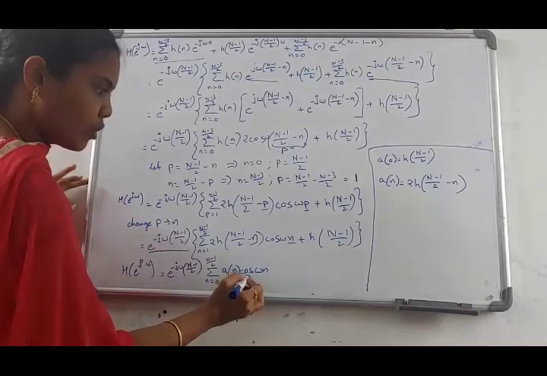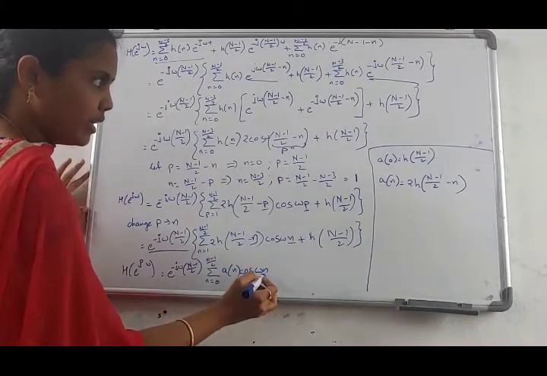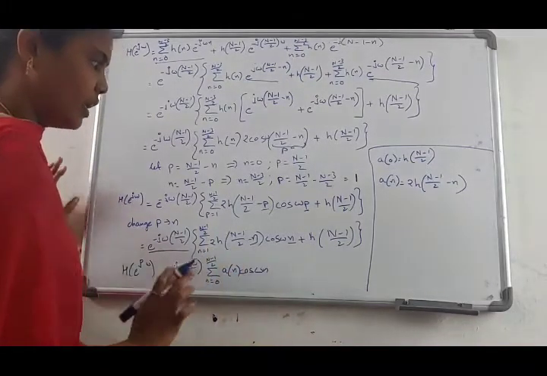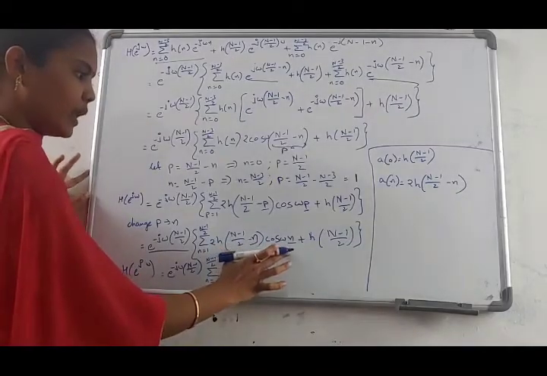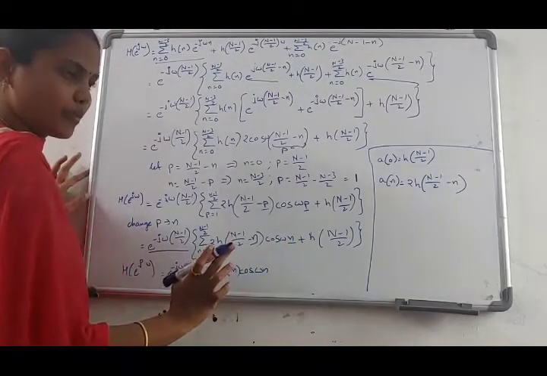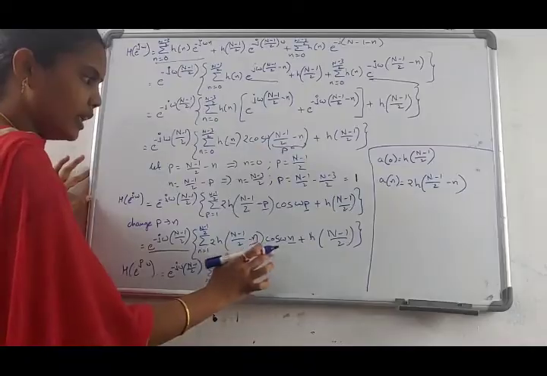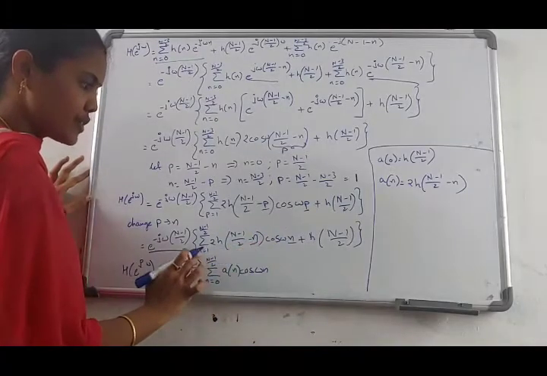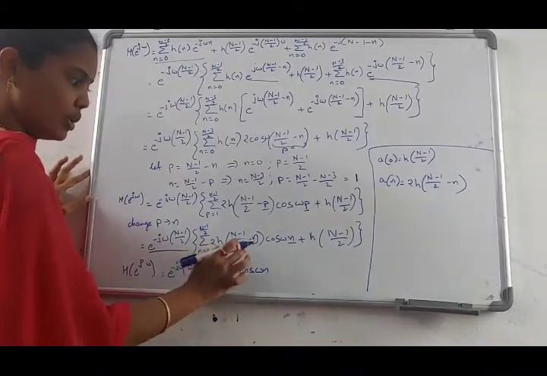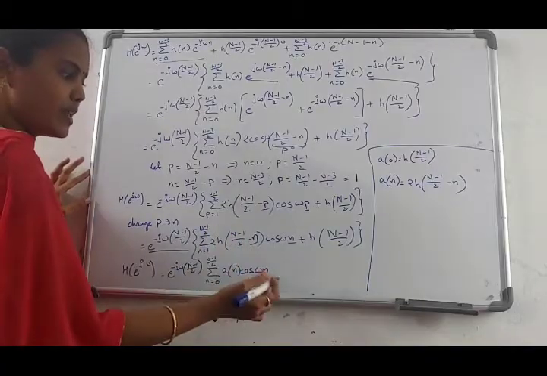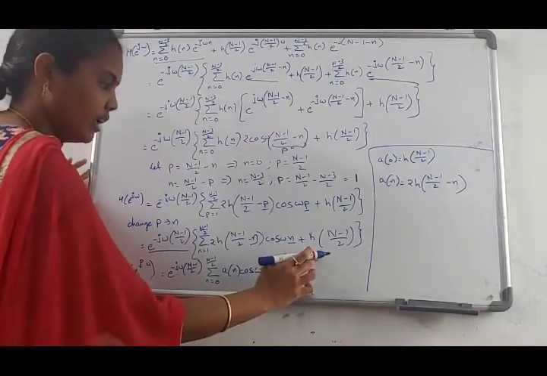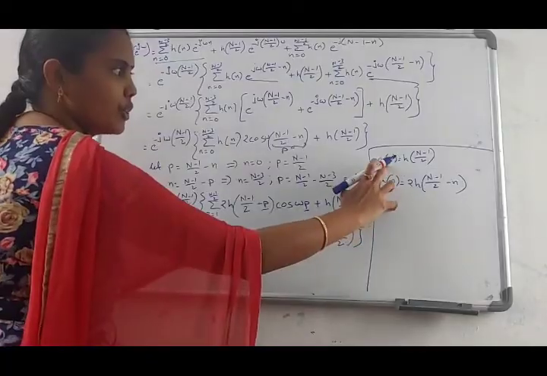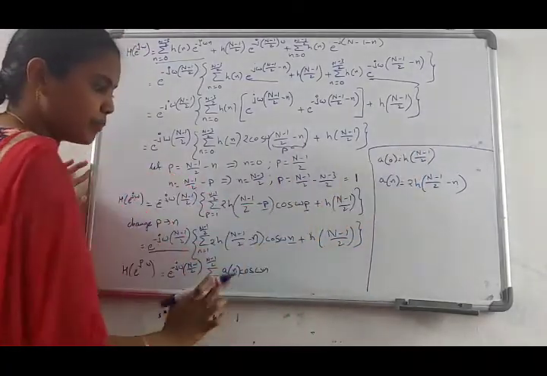A n cos omega n. Now, if you apply summation, here a of 0, if you substitute n is equal to 0, you are getting only a of 0 is equal to h of (n minus 1) by 2.